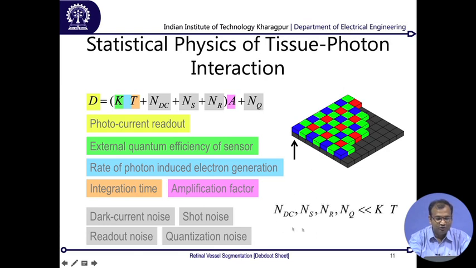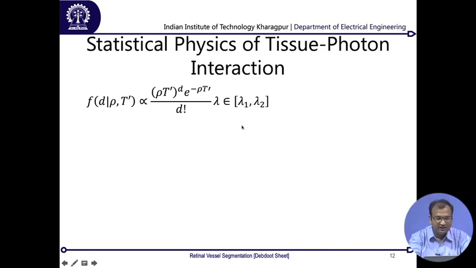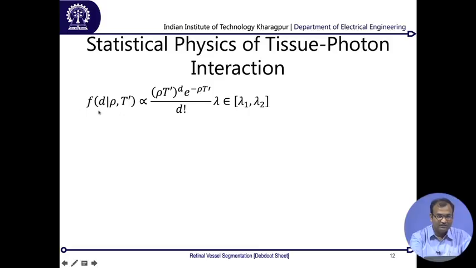In any general operating condition, these noises would be much lesser than k rho t, which is the rate at which photons are being generated. Your distribution of this readout voltage D will be guided by the distribution of this k rho t, and we need to understand that part. Generally, if rho is the rate at which photons are incident on a sensor, and t is the total integration time of the sensor, then this distribution model f of the digital readout data d is proportional to what we have over here.